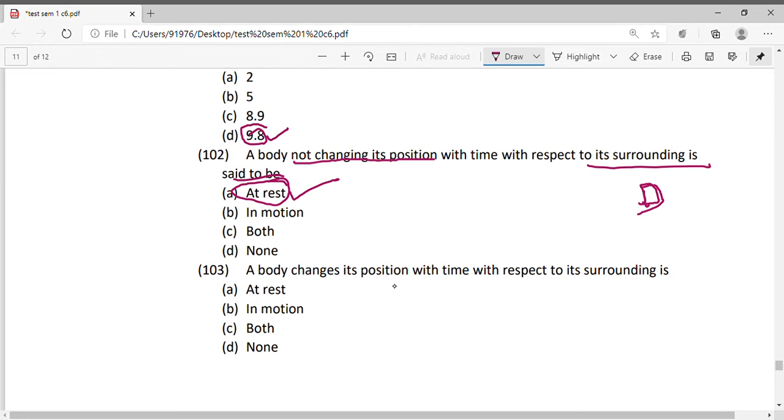Now, a body that changes its position with time with respect to its surrounding. So with the surrounding, if it is changing its position, we say that the body is in motion. All right. This is a definition for rest and motion.